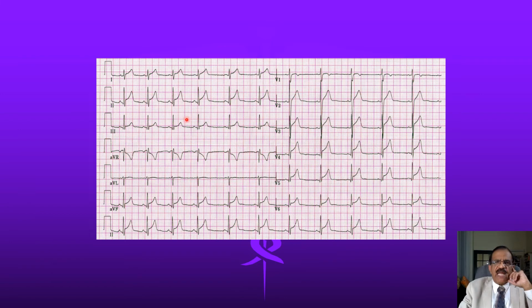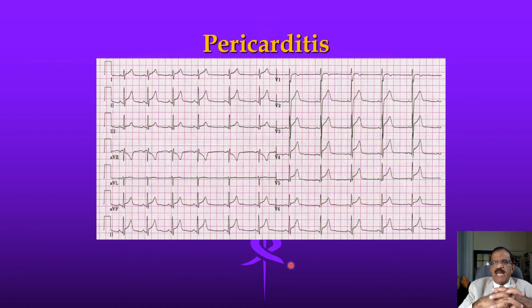See, ST segment is of different types. It's concave upward. The ST segment of myocardial infarction is convex upward. This is concave upward. And two, the T wave is not inverted. When there is ST segment elevation, the T wave is upright. Now this is actually a case of pericarditis.